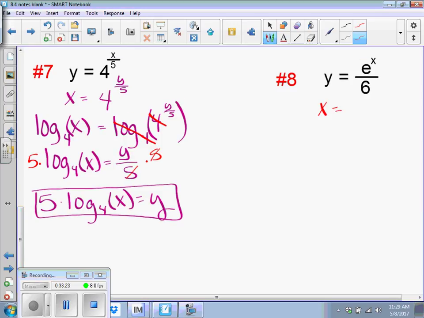So we switch x and y. You probably got stuck right there if you weren't sure what to do now. You have to have that e to the y by itself. So we multiply both sides by 6. Now, see, we multiplied by 6 and that canceled this.